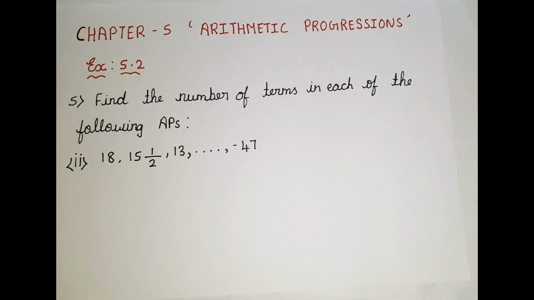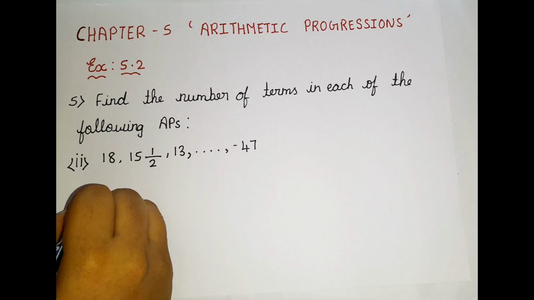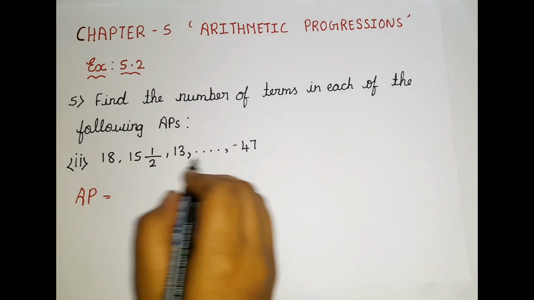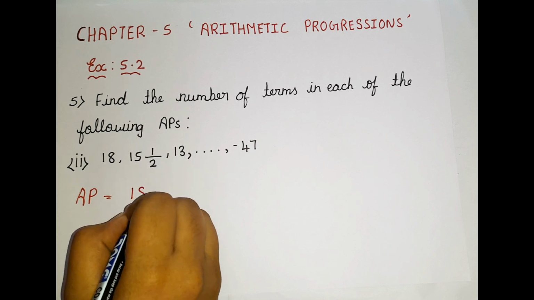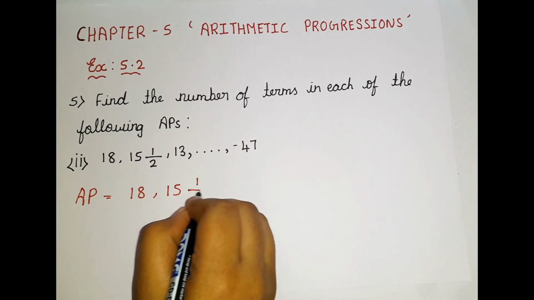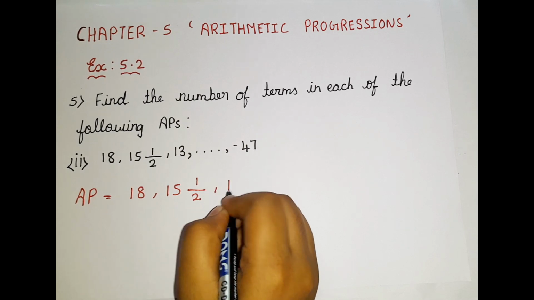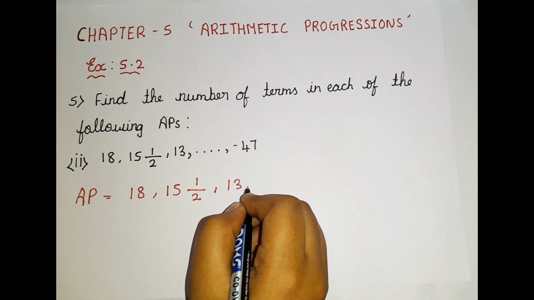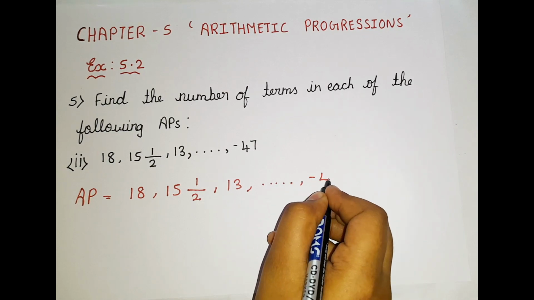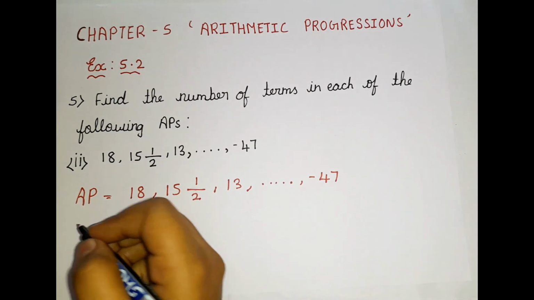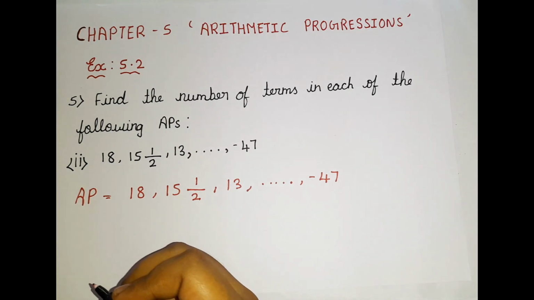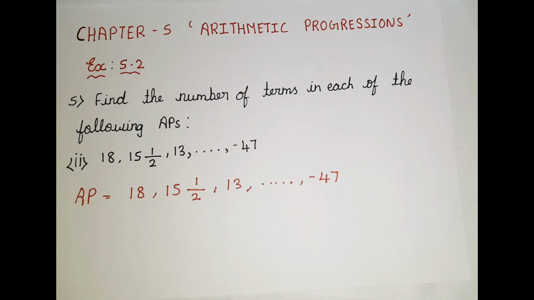Since you guys know the AP, what is AP? AP means arithmetic progression. So let us write those numbers, that is 18, 15 1 by 2, 13, and so on, minus 47. Okay guys, now since you know this is the AP, let us write the terms.